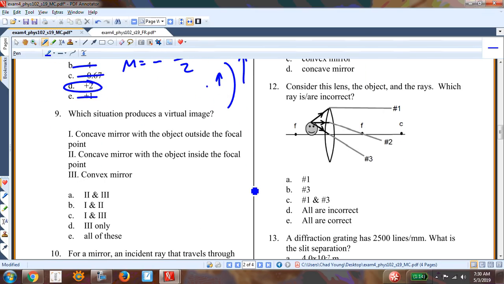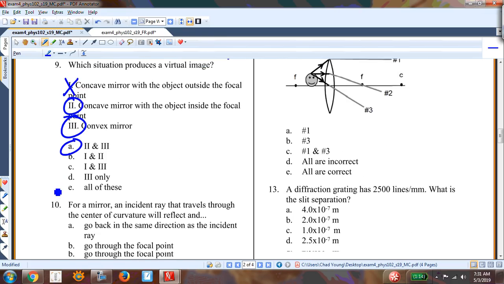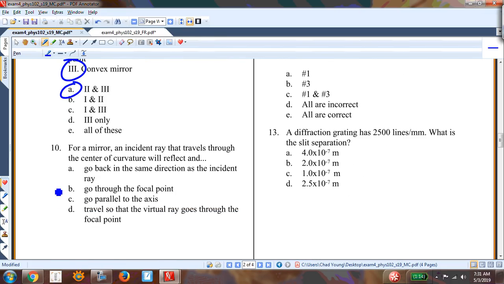Which situation produces a virtual image? Concave mirror with the object outside the focal point? No, that's a real image. Concave inside the focal point? Yes, and yes. So A is the right answer. For a mirror, an incident ray that travels through the center of curvature will reflect and go back through the center of curvature. There we go, A.